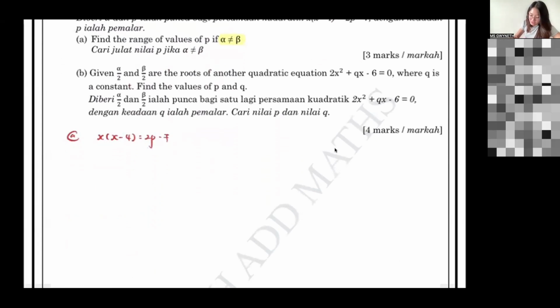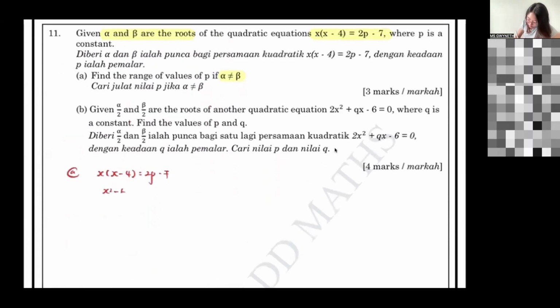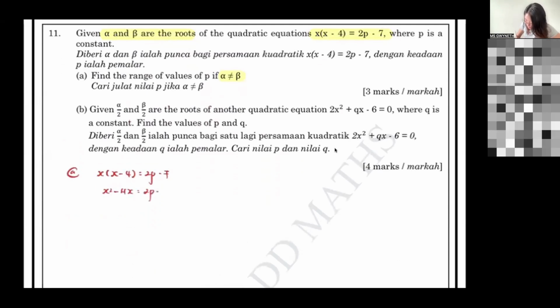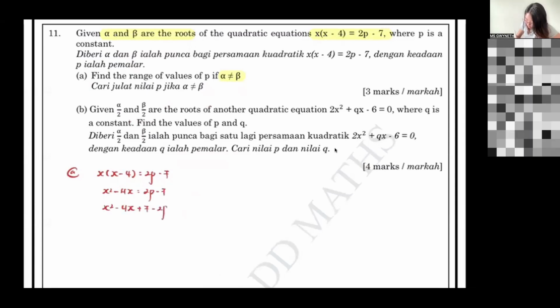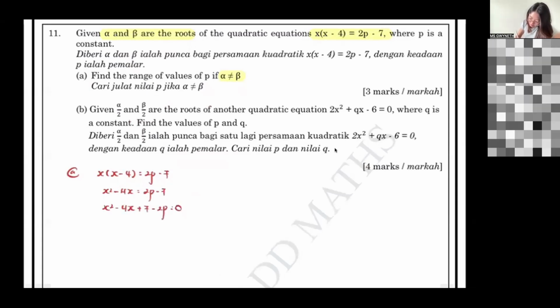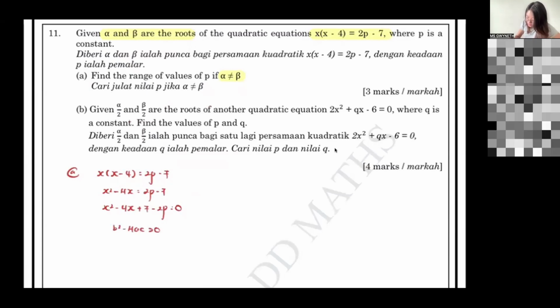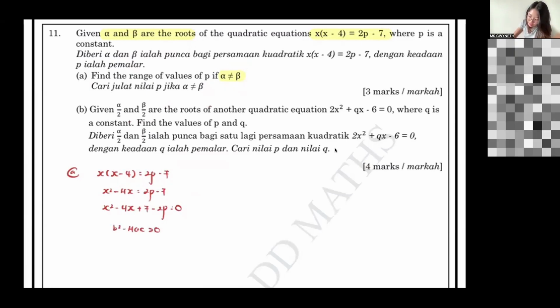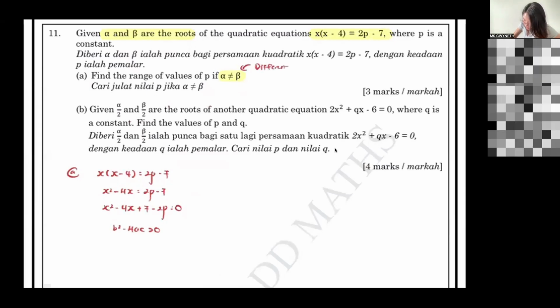All right, now let us continue, yeah? Okay, different root. Before that, we expand first. X squared minus 4x equals 2p minus 7. All right, general form. Move 7 over first, negative 2p equals 0. Now, b squared minus 4ac larger than 0. This tells you two real and distinct roots, different roots.